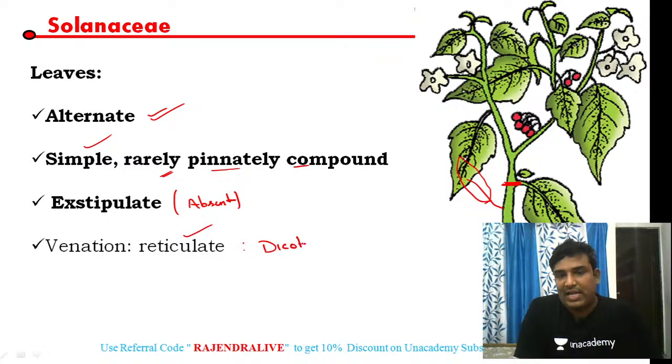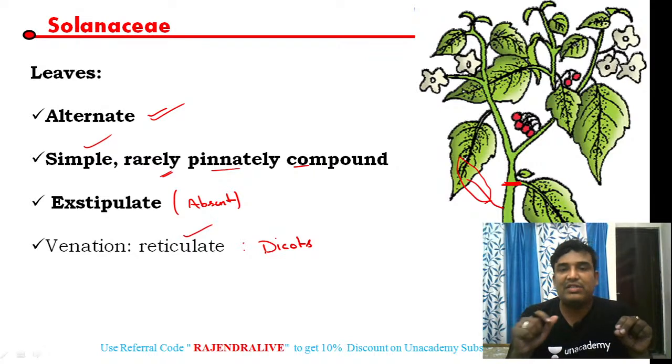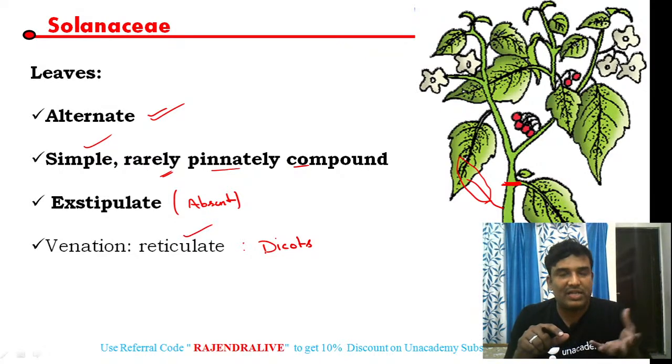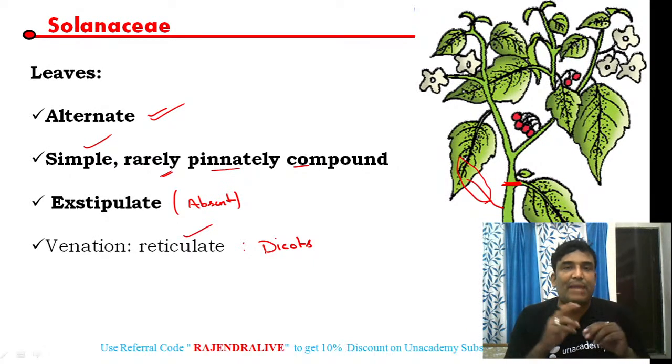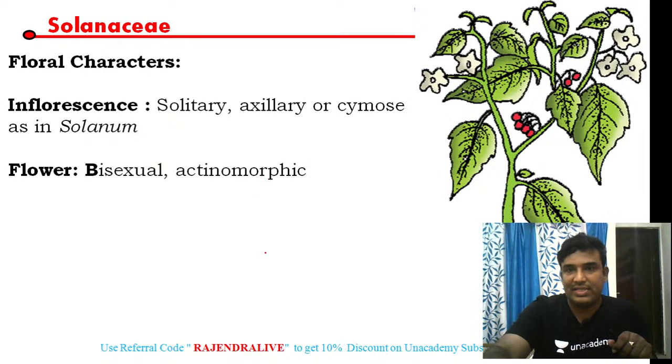Last class also we discussed Fabaceae members. Fabaceae members also belong to dicots, and they also show reticulate venation. Reticulate venation is a character feature of dicots, and Solanaceae members are also dicots. So both are exhibiting the specific type of venation, called reticulate venation. So that is about the leaf, students.